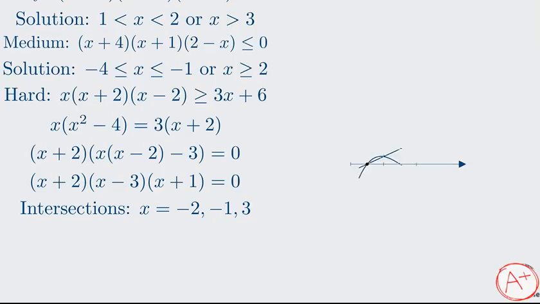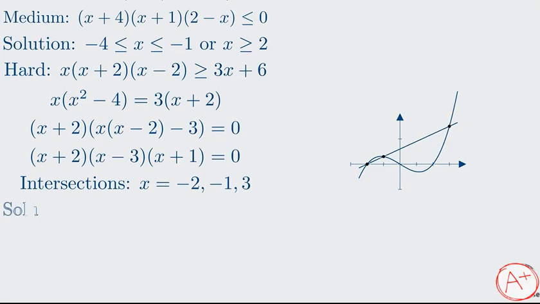We are looking for where the cubic curve is above or on the line. By checking the intervals between our intersection points, we find the cubic is higher than the line in these 2 intervals.